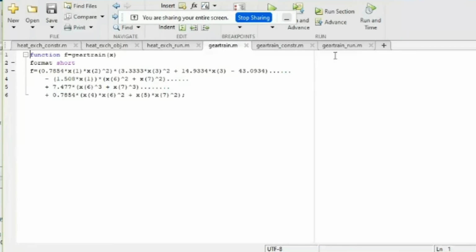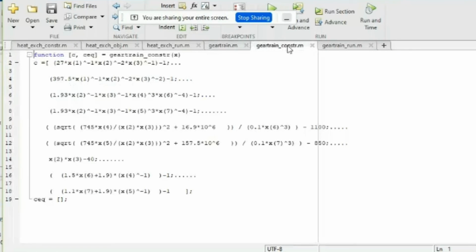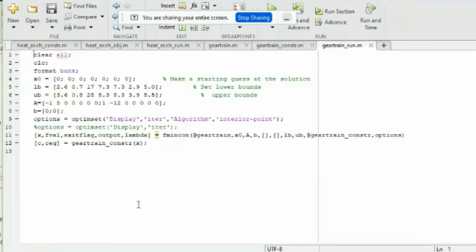So here for the gate train, an M file for the objective function. The same problem is taken from the textbook itself. So an M file for the objective function, and again another M file representing the nonlinear inequality constraints. Here also we don't have a nonlinear equality constraint. That is why it is an empty square bracket, right? And then finally a run file.